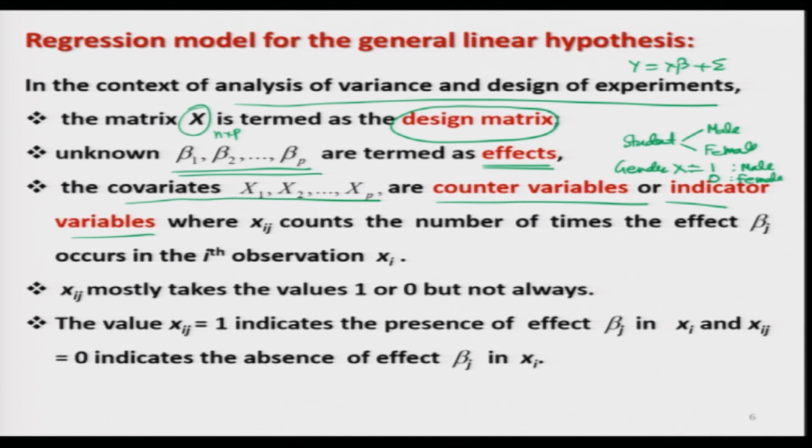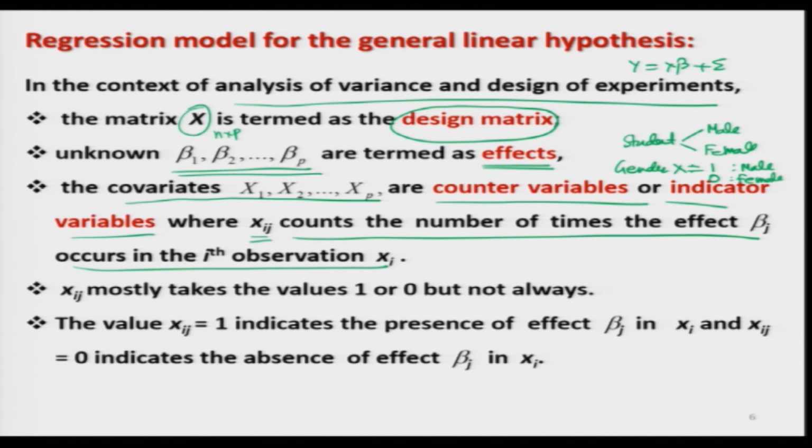then this is going to be different. There the variables are going to be different, like continuous variables such as height, age, weight, etc. I will discuss that in the forthcoming slide, but at this moment you have to understand that in the case of the analysis of variance model, these covariates are called counter variables or indicator variables. Actually, they are counter variables or indicator variables, and their values, say here xij, count the number of times the effect bj occurs in the ith observation xi.